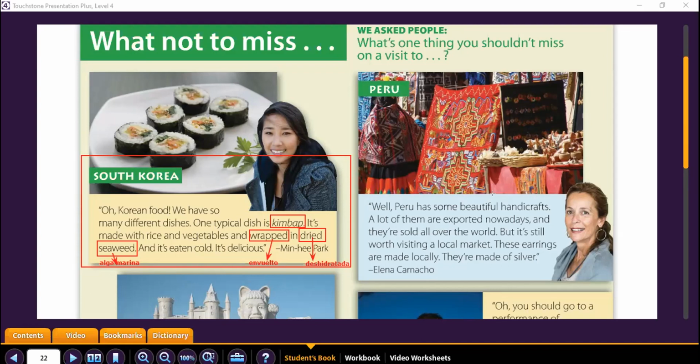So, do you know what's the meaning of handicrafts? Manualidades. Serían las manualidades o cualquier artículo hecho a mano, ¿no? Handicraft. Cualquier artículo que sea hecho a mano. What about nowadays? ¿Qué significará esta palabrita nowadays?